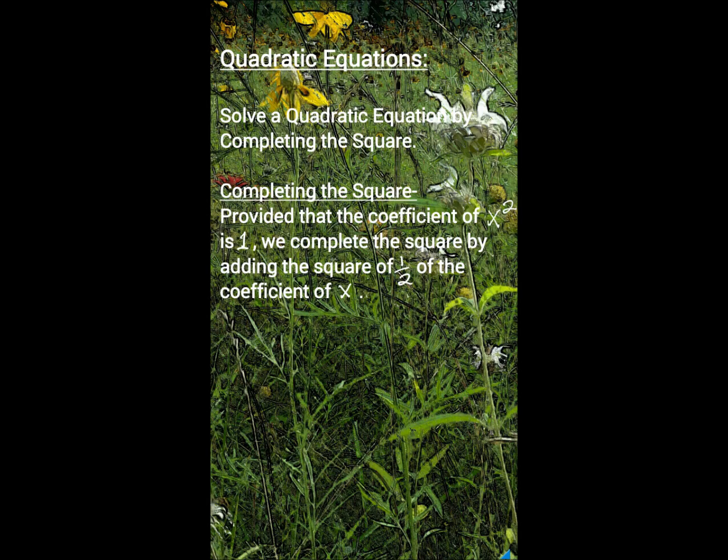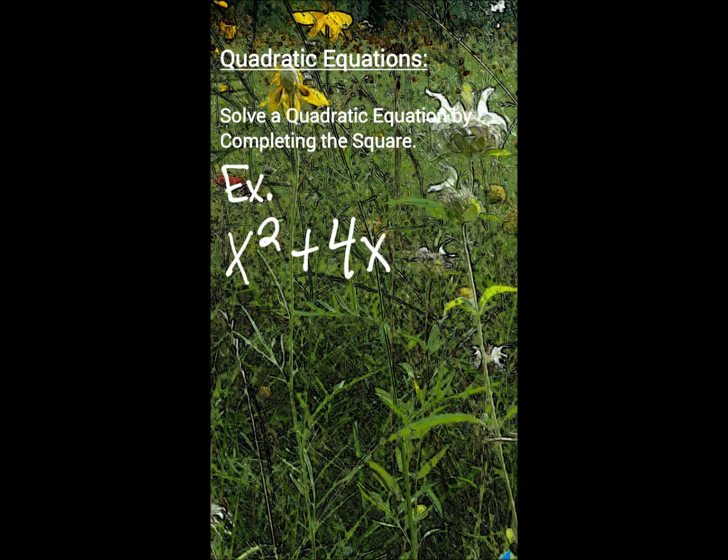Completing the square, provided the coefficient is 1, we complete the square by adding the square of 1/2 of the coefficient of x. An example is x squared plus 4x. Here, 1/2 of 4 is 2. So therefore, 2 squared is 4. We add 4, and we get x plus 2 squared.